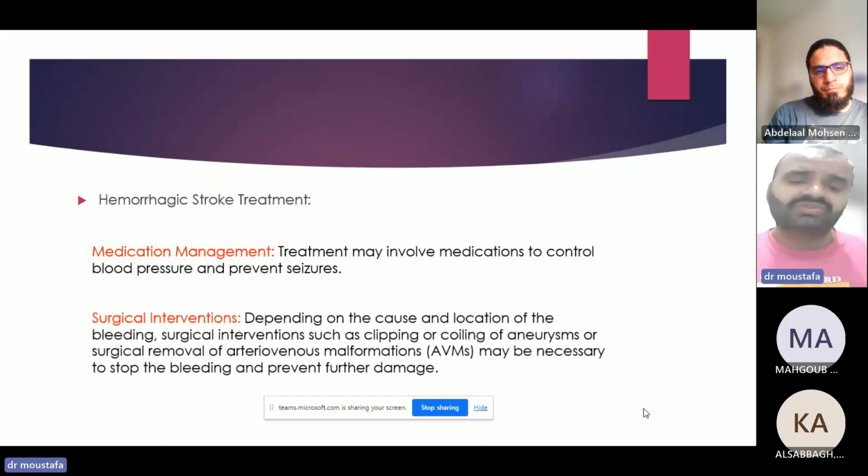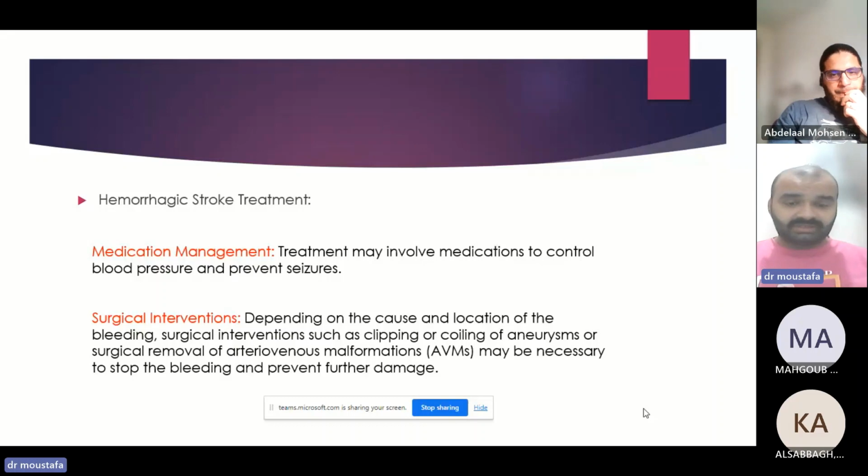Also, there's surgical intervention, depending on the cause and location of the bleeding, right? I'm a neurologist, but this is a neurosurgery area. They might do clipping or coiling of the aneurysm. Or if there's any arteriovenous malformation, they can even remove it or detach it, right? So this is about the hemorrhagic stroke treatment.